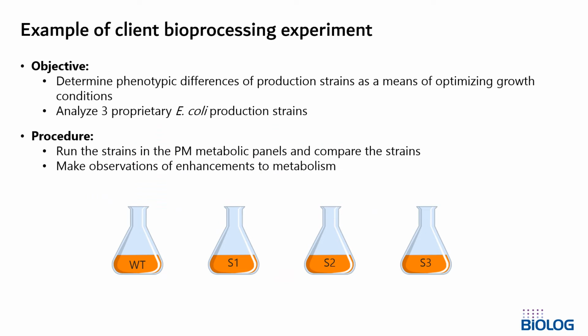Now we'll take a look at an experiment where a client wanted us to examine their production strain along with several daughter cell lines and provide input on optimal growth conditions. So we ran their parental strain in our lab and 3 of their daughter cell lines on the PM, or Phenotype MicroArray, metabolic panels 1 through 10.